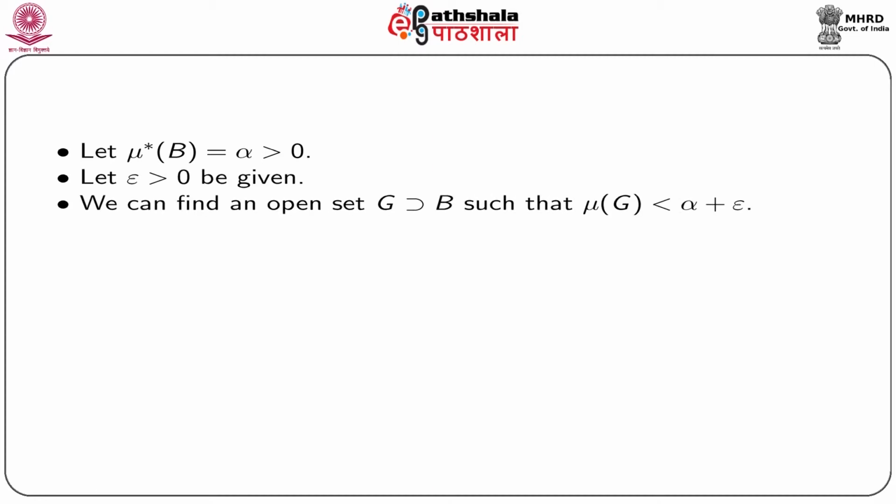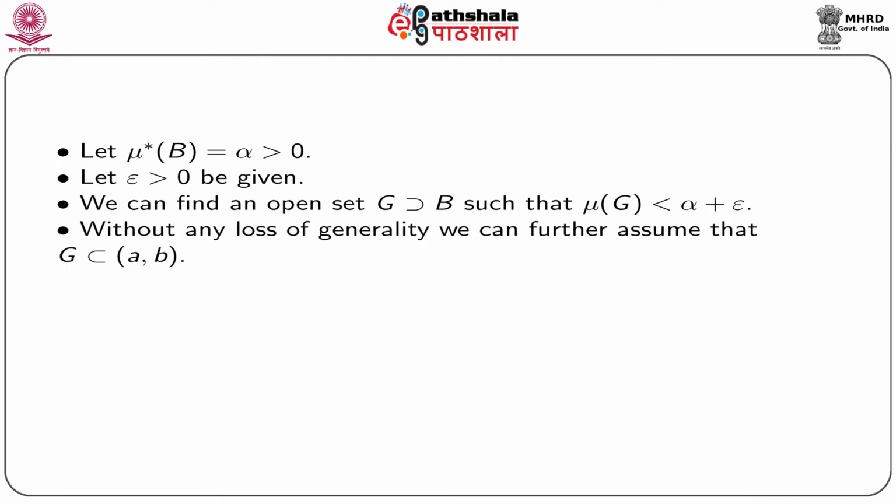Now, let epsilon greater than 0 be given. From the definition of outer measure, we can find an open set capital G containing B such that mu G is less than alpha plus epsilon. Without any loss of generality, we can further assume that G is a subset of the open interval (a, b).